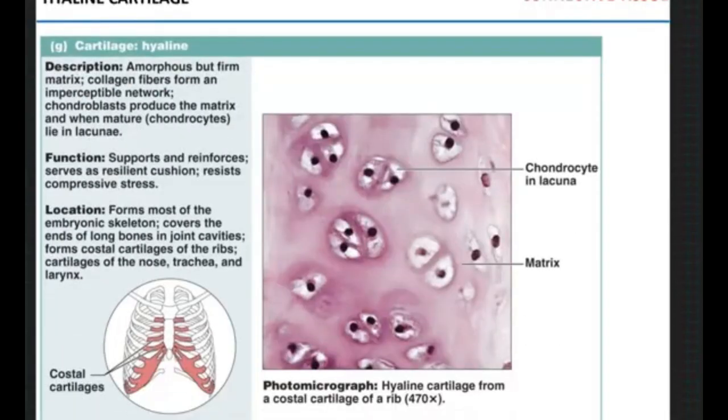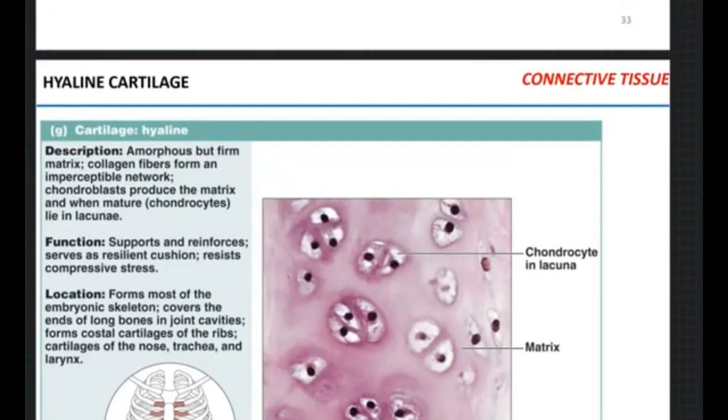Now, these types are called specialized connective tissue. It doesn't make it any worse. Okay? Just different type.